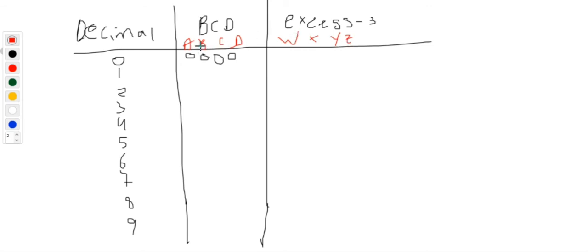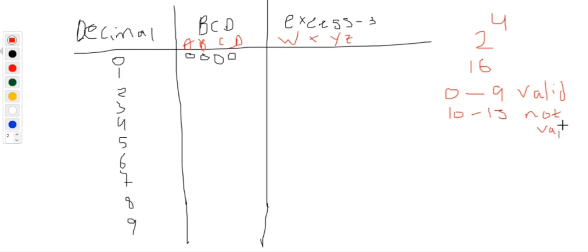Here we take 4 variables, so we will get 2 power 4 combinations, that is, a total of 16 combinations. In that, 0 to 9 combinations are valid, because for a valid BCD number the range must be 0 to 9, whereas 10 to 15 are not valid BCD numbers, so we do not care about the outputs we get with these.